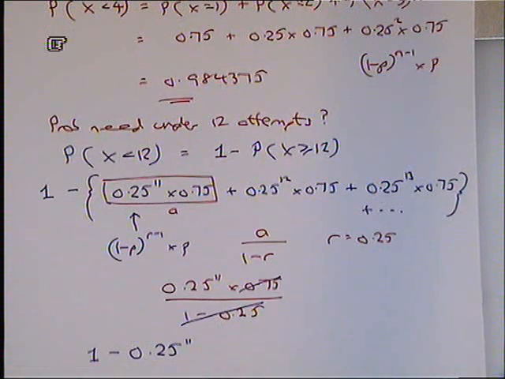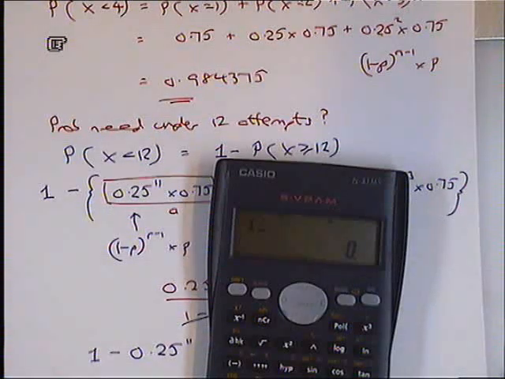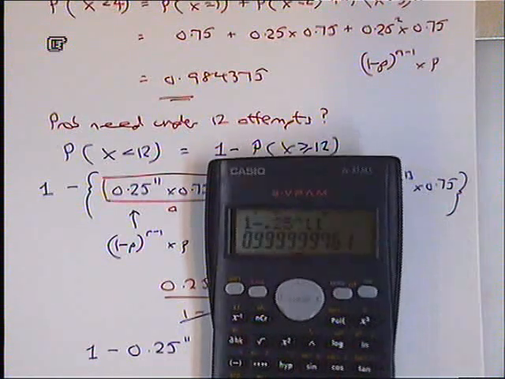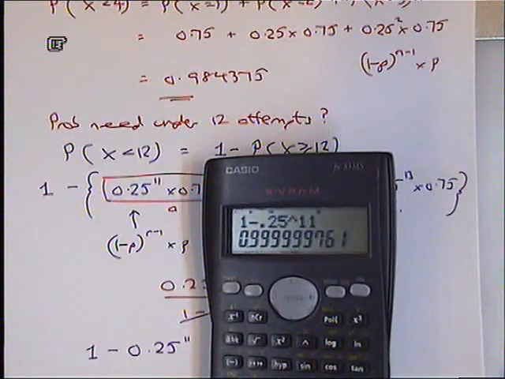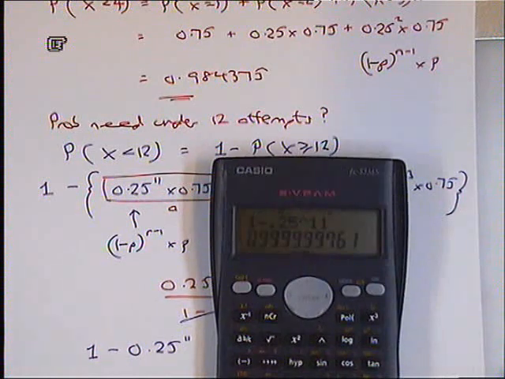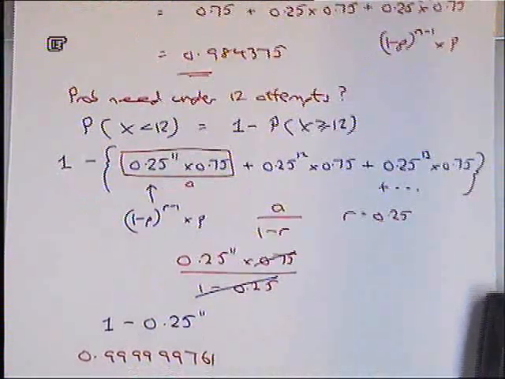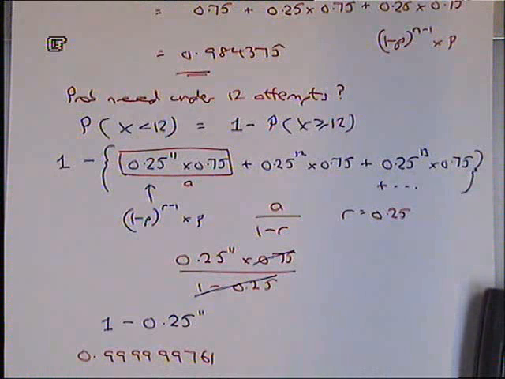And if I do that calculation, 1 minus 0.25 to the power of 11. There's my answer. If you can see that, it's quite a lot of nines before anything else. It was 0.9999999761. So very, very high probability that he will take less than 12 attempts on his driving test.